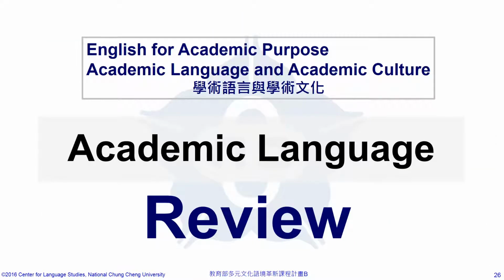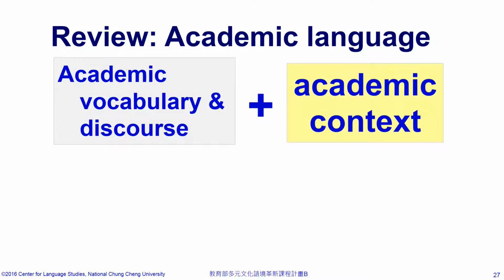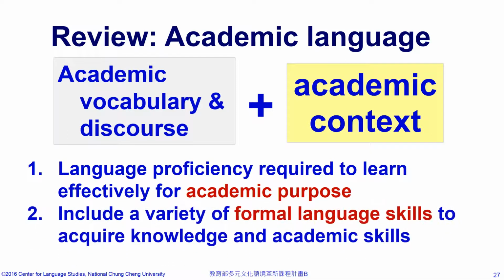Let's have a quick review of today's lesson. Academic language is using vocabulary and discourse in academic context. It is a required proficiency for academic purpose, and the proficiency includes formal language skills to acquire knowledge and academic skills.